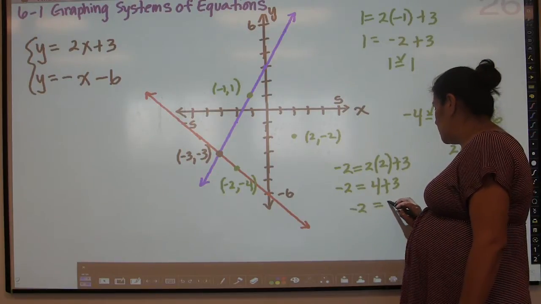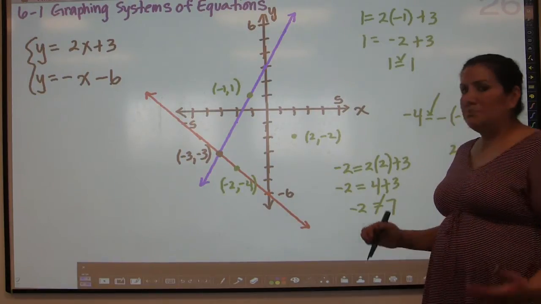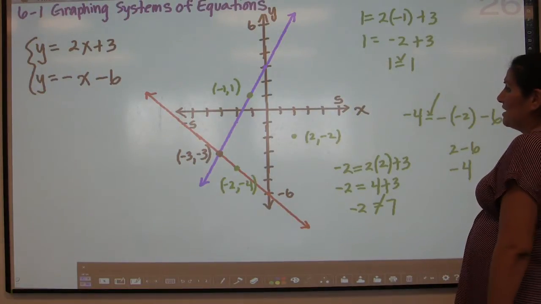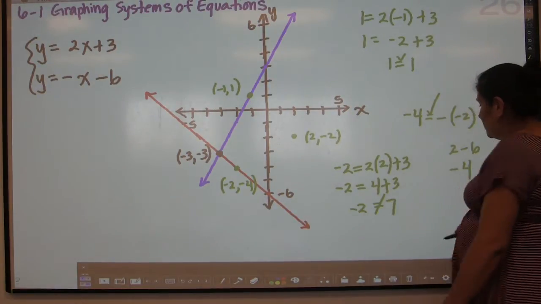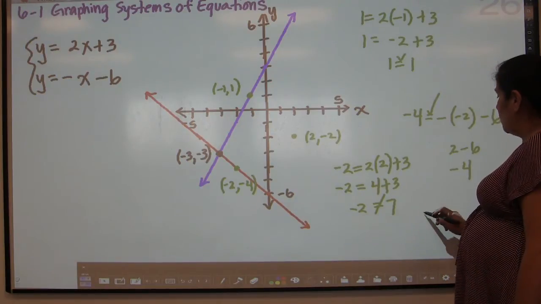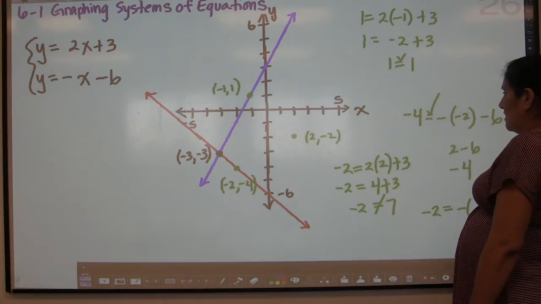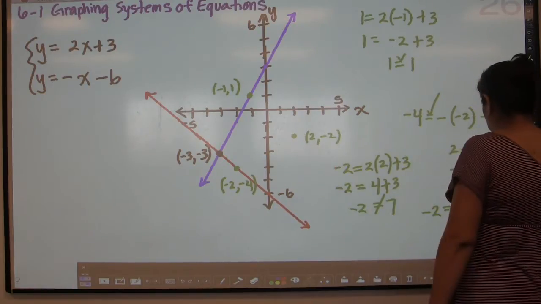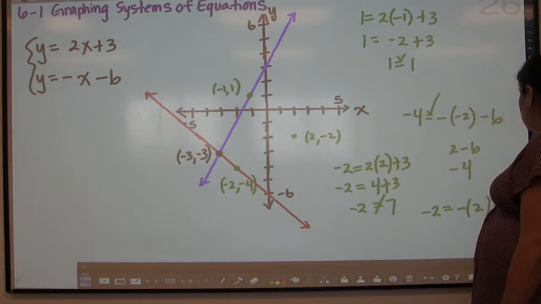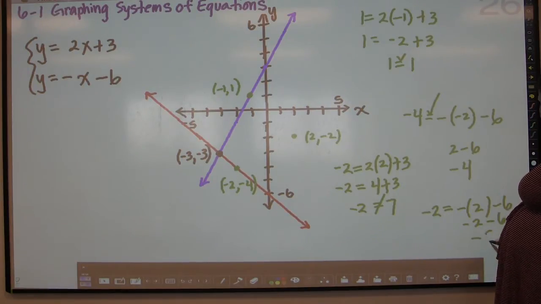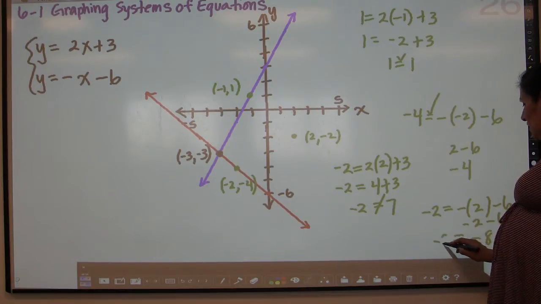So negative 2 is supposed to equal 7, but it doesn't. And that's supposed to happen because it's not a solution. If I plug that same point into y equals negative x minus 6, I'm still going to get the same thing. y is negative 2, and negative x, in this case x is positive 2, minus 6. So I get negative 2 minus 6, which is negative 8. And my statement reads negative 2 is equal to negative 8, which it's not.